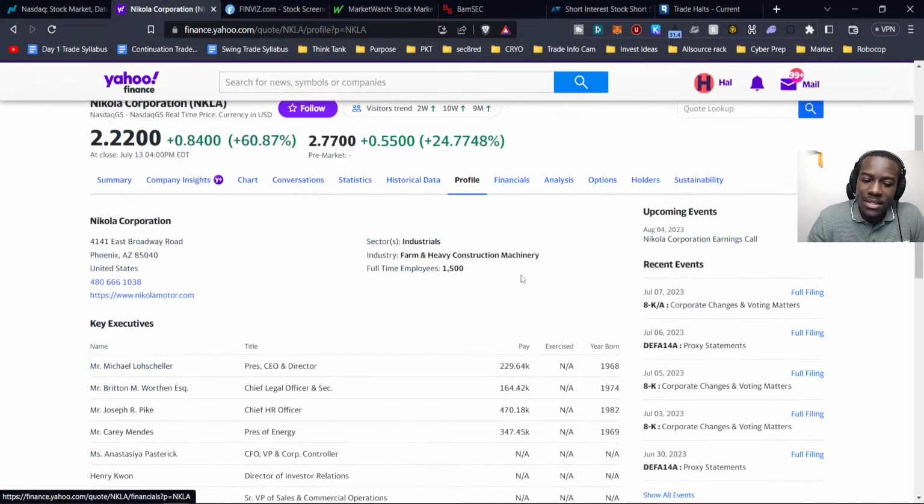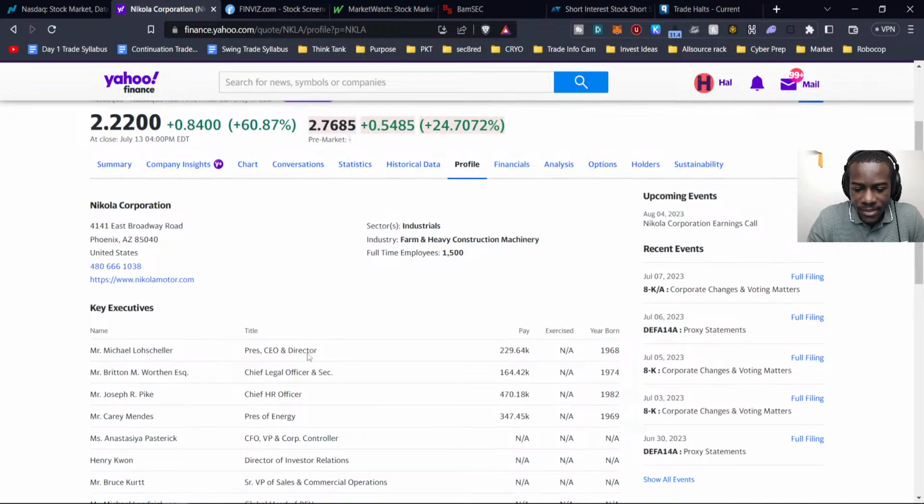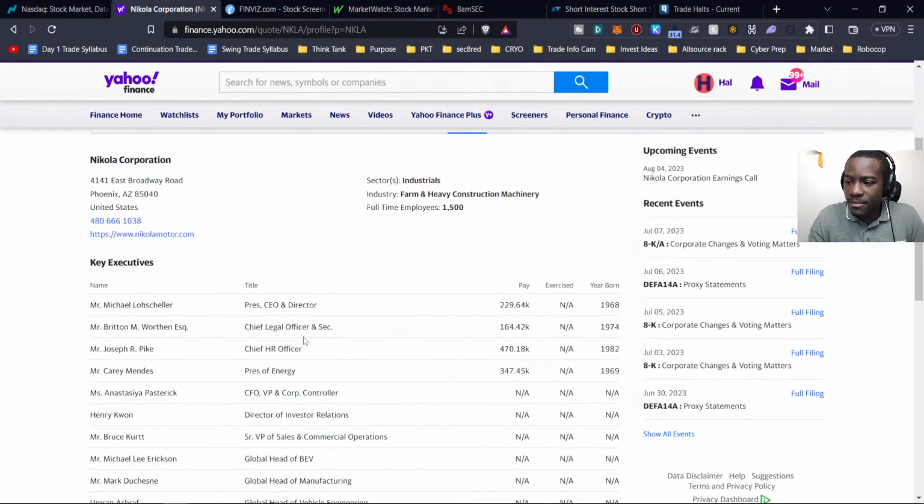What I was talking about was Nicola here, farming heavy construction machinery. But the other thing I was talking about was the other day in the Discord we were talking about oil stocks coming back into play. And one of the things with TOS, they really don't have a way to identify sectors. And so I use Yahoo Finance to identify sectors.